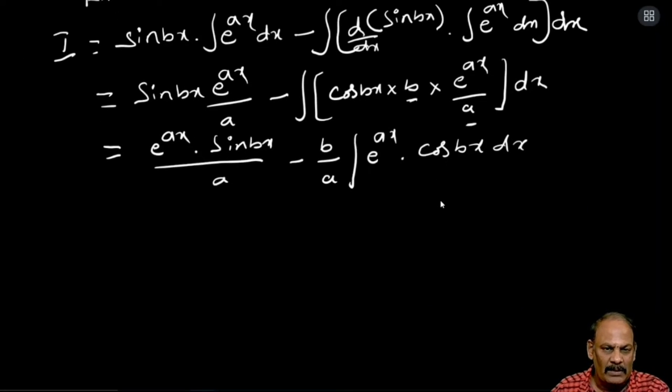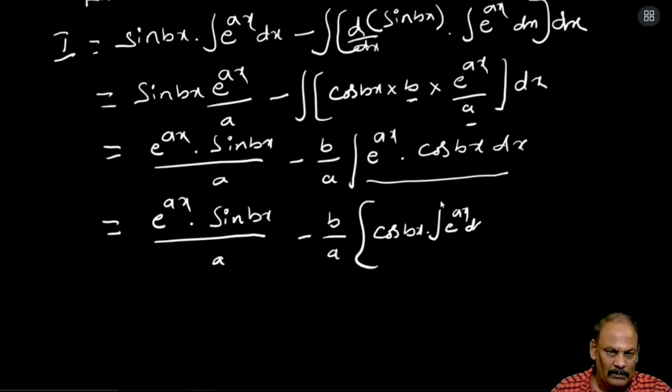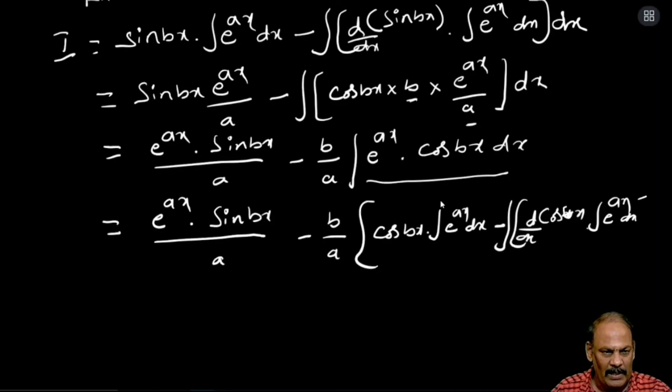Again we have to apply integration by parts here. Now as we discussed, what is the LHS to this? I only. Well, now come to this one. As we discussed, first function is trigonometric, second function is exponential. We are applying the same formula, e to the power of ax into sine bx by a, minus b by a into first function into integral of second function dx, minus integral of d by dx of first function into integral of second function dx whole dx.